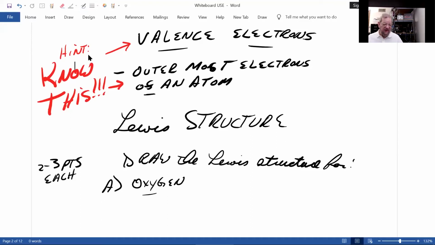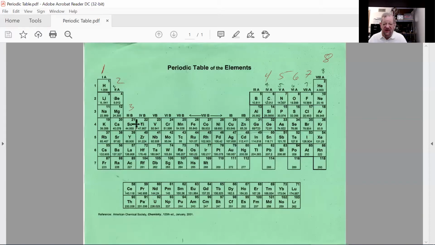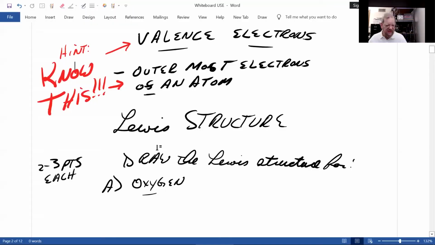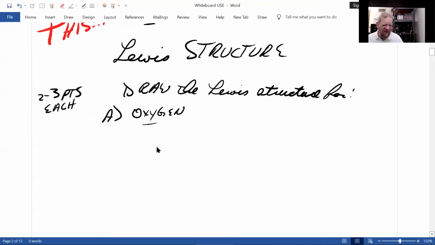Let's do oxygen. So how do you do this? Well, you look at the periodic table and you say, where's oxygen? Chemical symbol O. How many valence electrons? Not the atomic number. That's all the electrons. You have to look at the top, VI, or the number 6, tells you have 6 valence electrons. So I have 6 valence electrons.